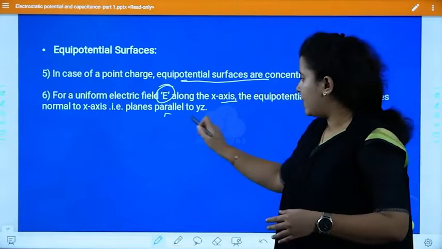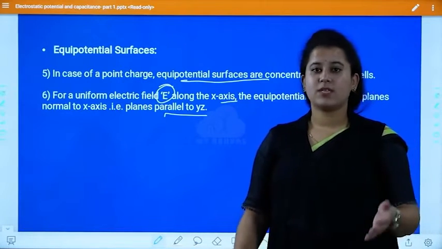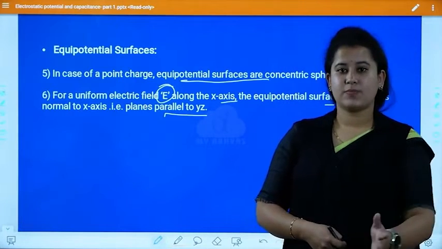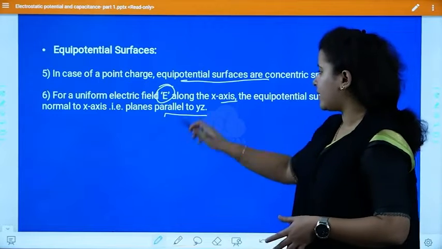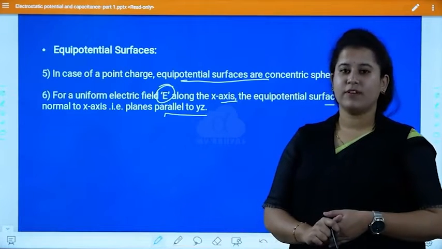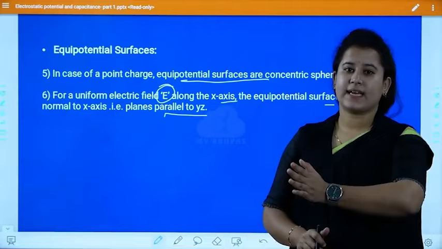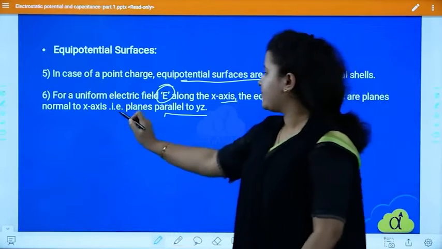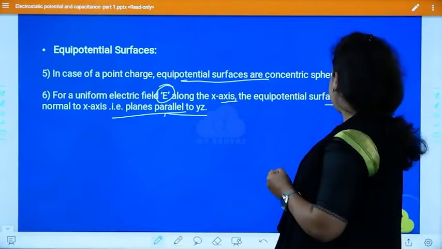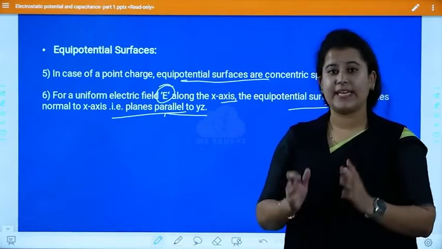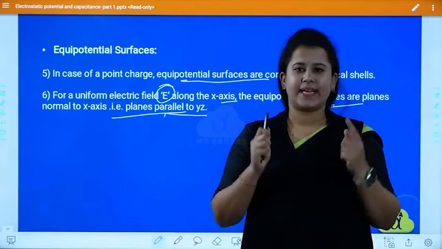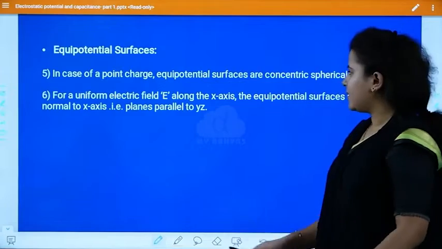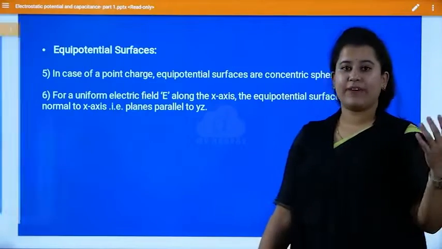That is, they may be parallel to y or z, because the electric field is always perpendicular to the surface, right? So if it is perpendicular to the surface, then the planes are parallel to the yz plane. That is, if the x-axis is taken, then the y or z plane gives you the uniform electric field E, because the electric field is always taken in terms of perpendicular lines. Clear? Moving on to the next.